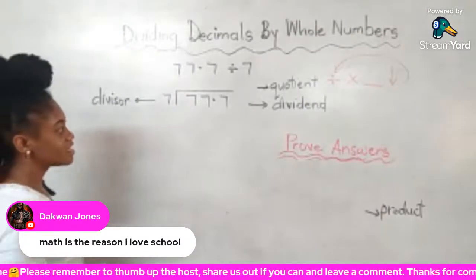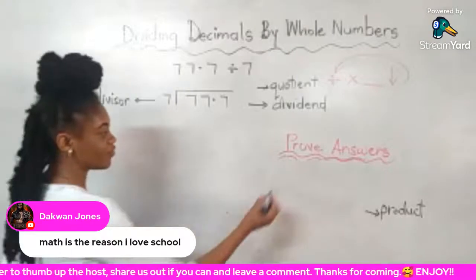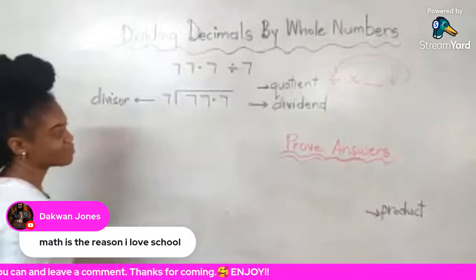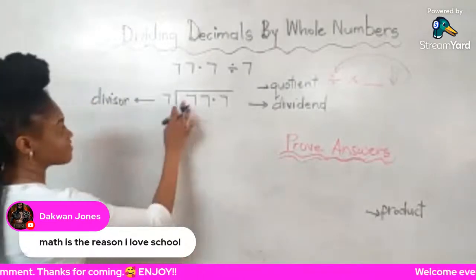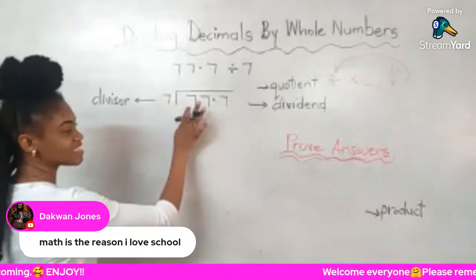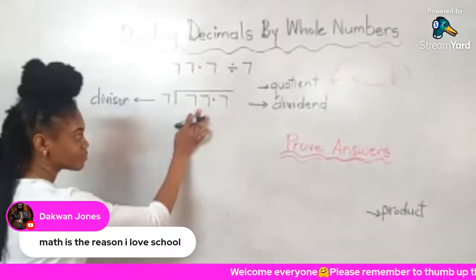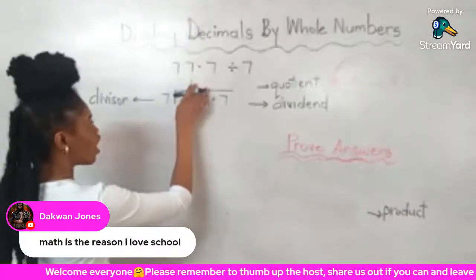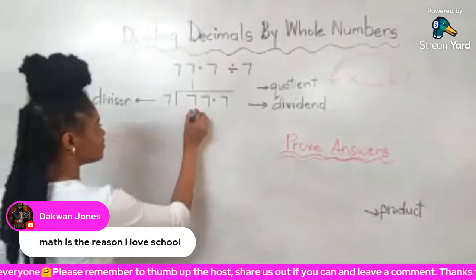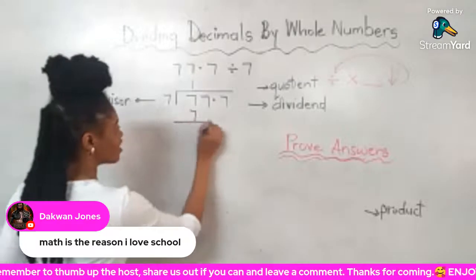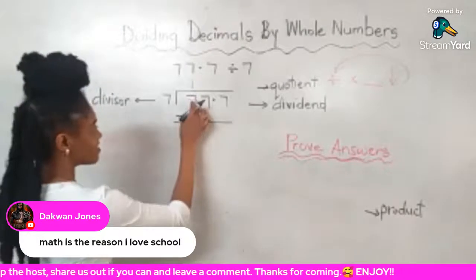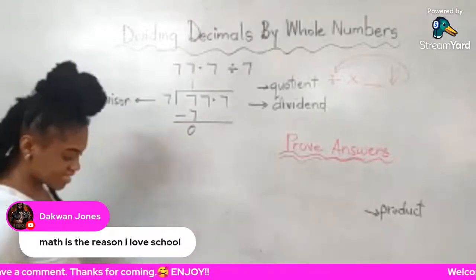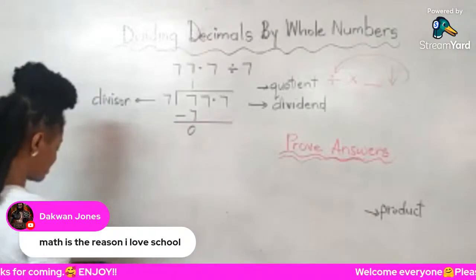All right, so look carefully at this problem. How many groups of 7 can you get from 7? You only get 1. 7 multiplied by 1 or 1 multiplied by 7 is 7. Draw your line and take away. So 7 and you give away 7, you are left with 0. So the next thing is that you are going to bring down the next digit.